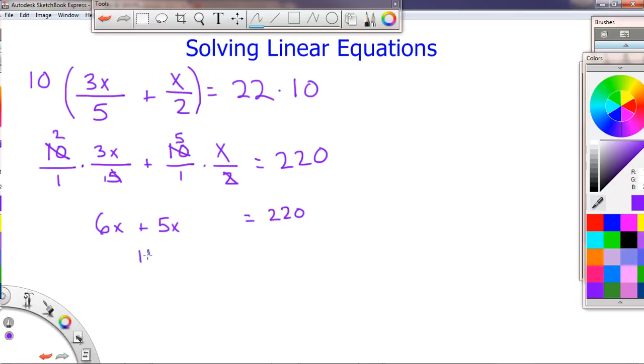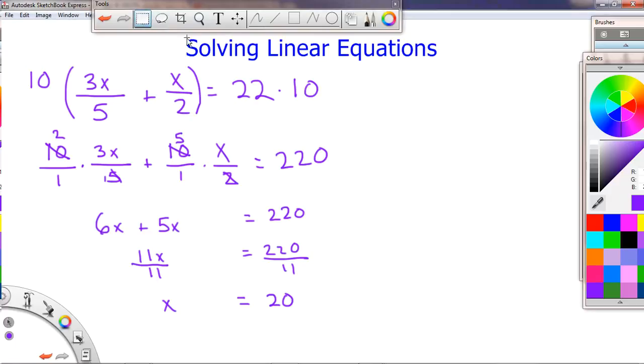6x plus 5x is 11x, which is equal to 220. I'm copying everything down. At some point, you're going to start skipping steps, especially this one. But for now, let's just do everything. And then finally, to cancel out this multiplication by 11, I divide both sides by 11. And I'm left with x is equal to 220 divided by 11 is 20. All right, so the key was the first step, multiplying by the least common multiple of the denominators.